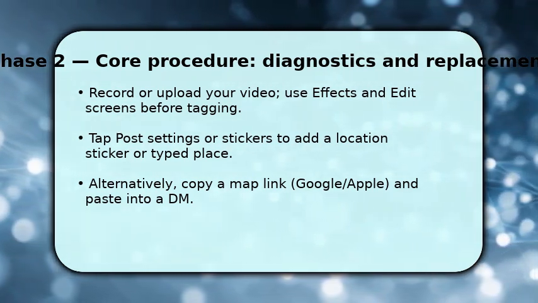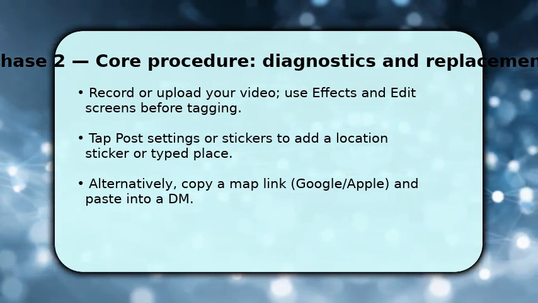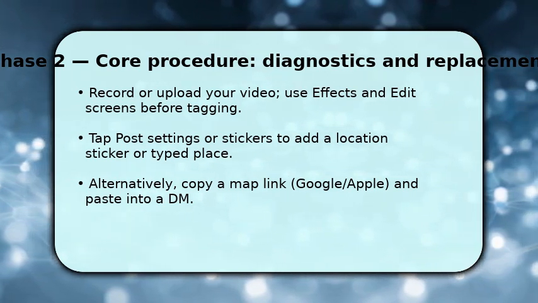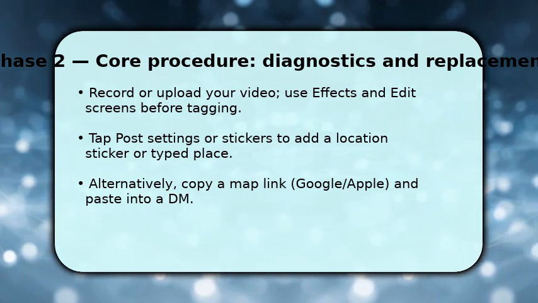If you need to share exact coordinates privately, open your Maps app, copy a share link, then return to TikTok and paste that link into a direct message. This preserves precision versus a generic tag.